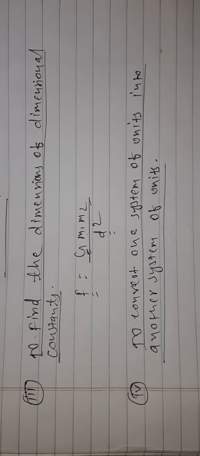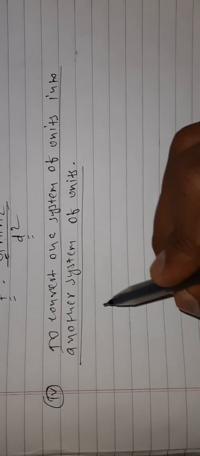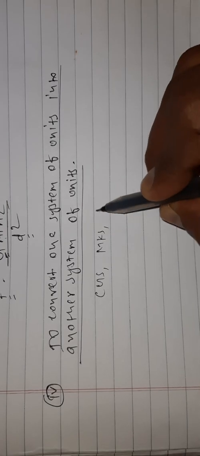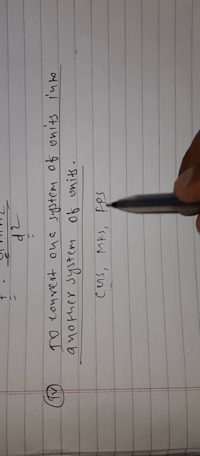Okay, so if you want to convert one system of units into another system, then we can easily convert by taking the dimensional analysis. Suppose we have many systems. We have already studied in the measurement chapter about the system of units. We have many systems like the CGS system, MKS system, FPS system. So if you want to convert CGS into MKS, or MKS into FPS, or CGS into FPS, or FPS into CGS, like this, then we can easily convert one system of units into another system by taking the dimensional analysis.